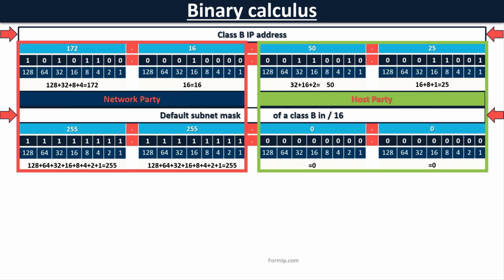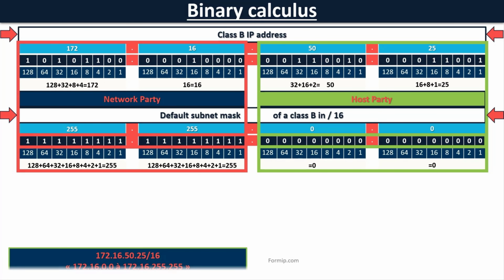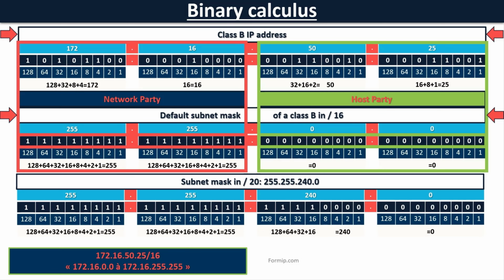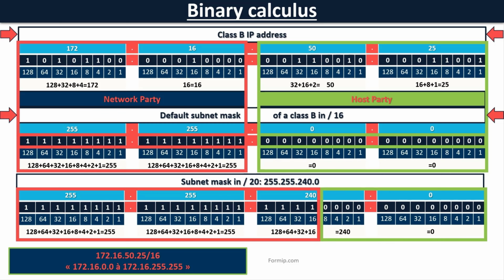In this example, let's say we want to split our Class B network. The default mask for a Class B is a /16. That is, the first 16 bits are reserved for the network part, and the last 16 are for the host part. Our network therefore includes addresses from 172.168.0.0 to 172.168.255.255. To divide this large network, we will use a mask /20, that is to say 255.255.240.0. With this new mask, it means that the first 20 bits are intended for the network part, and the 12 bits remaining for the host part.